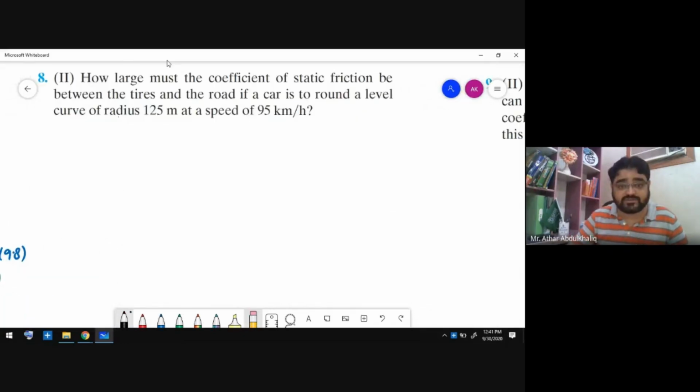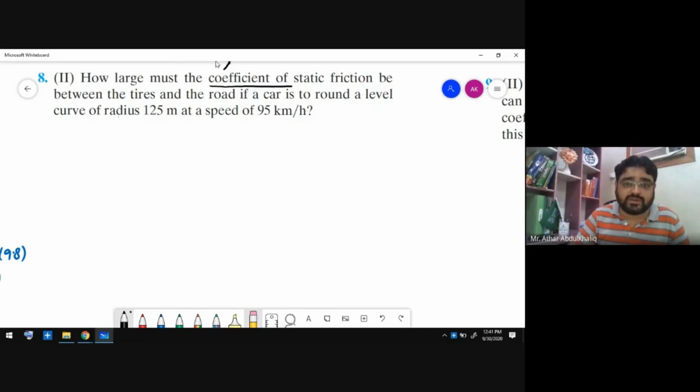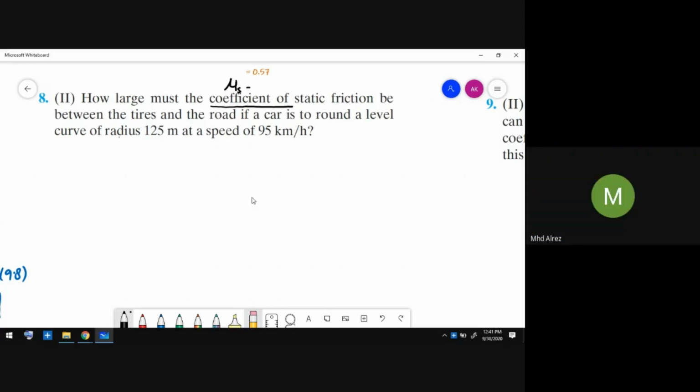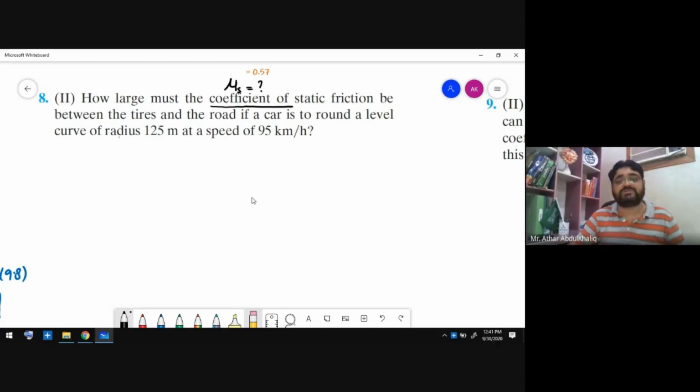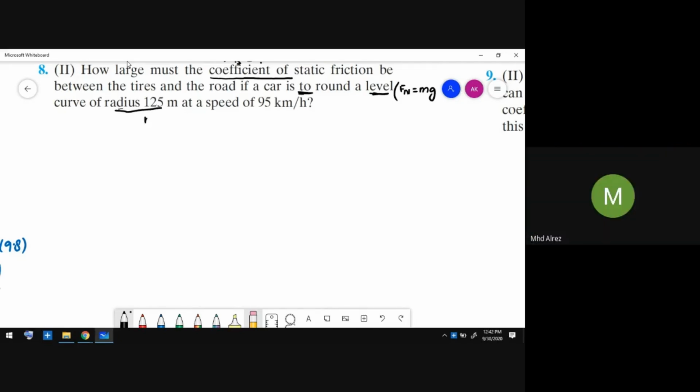What he is asking for is the coefficient of static friction. How do we write the coefficient of static friction? It's mu s, not ms. So we have to find mu s. Now, second thing, the car is to go round a level, meaning flat, road. So for this one also Fn is equal to mg. It wants to take a curve of radius 125 meters at a speed of 95 kilometers per hour.